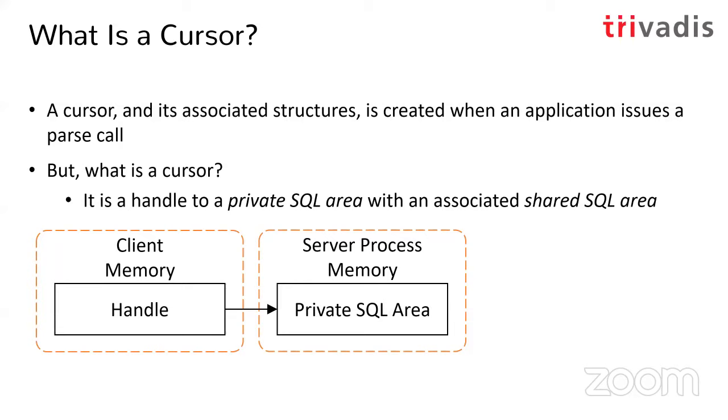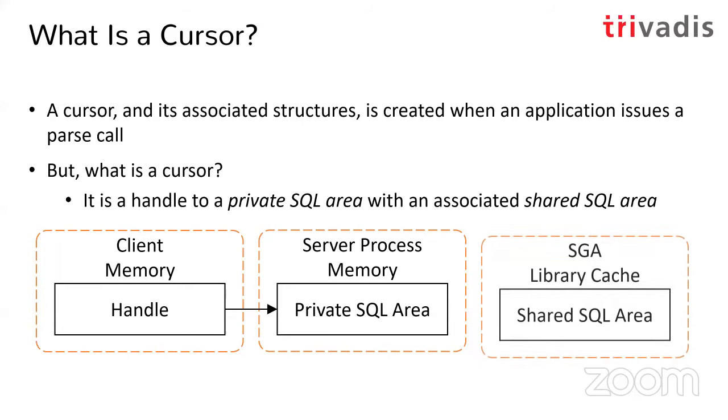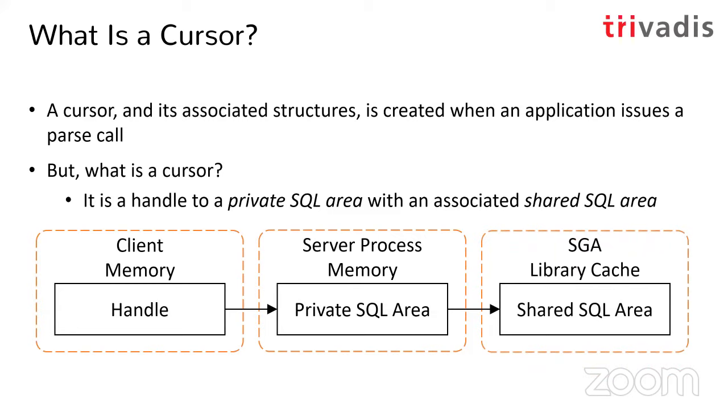And in its turn, the private SQL area points to a shared SQL area. The shared SQL area is not specific to every process, but it's shared in the SGA, in the library cache. The idea is really that you have some parts of a cursor that can be shared among many sessions, so you put this part in the shared SQL area. Some parts are private, so you put them in the server process belonging to a specific connection. And the handle, so at the end the cursor, gives you access to all these structures.